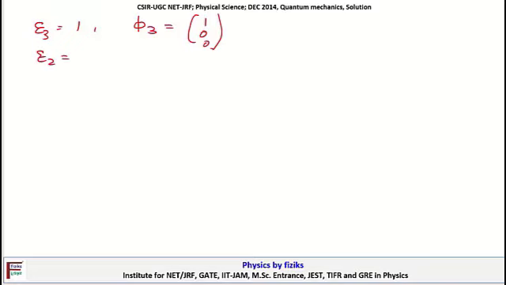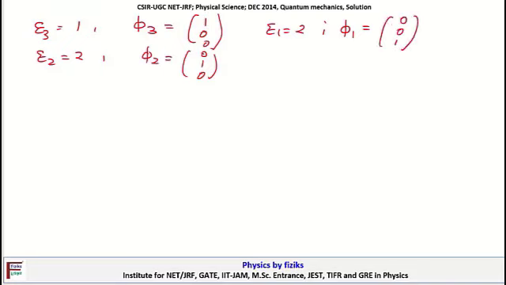Eigenvalue 2 would be 2, phi 2 equals 0 1 0, and eigenvalue E1 is equal to 2, phi 1 and eigenfunction is 0 0 1. We can check it out. E1 and E2 have the same eigenvalue but different eigenfunctions.